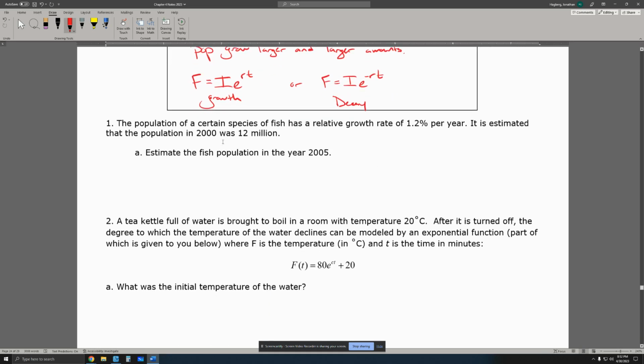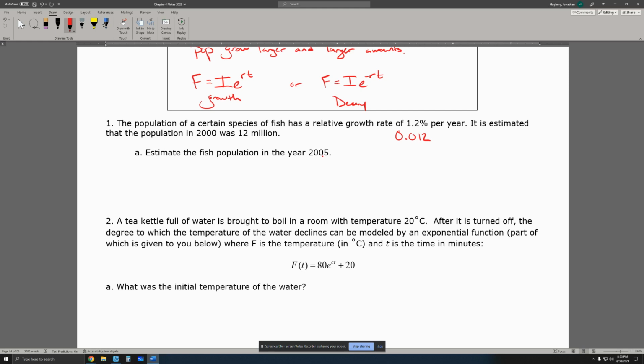So let's take a look here. The population of a certain species of fish has a relative growth rate of 1.2% per year. It's estimated that the population in 2000 was 12 million. So now I want to estimate the fish population in the year 2005. So I know that this is growing at 1.2%. I can express this as a decimal, 0.012. The population, the initial value, was 12 million.